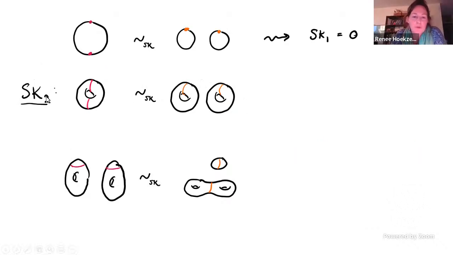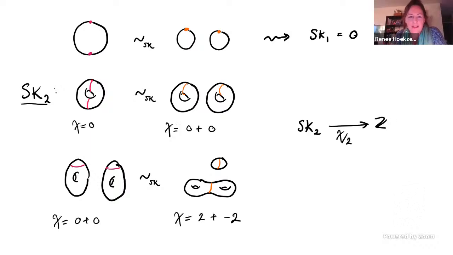So going back to these examples in dimension 2, I can get a torus and glue 2 tori, or I can get this 2-hole torus and glue a sphere and 2 tori. And this is just the equation: the Euler characteristic is 0, so I can make more of these things, or the Euler characteristic 0 is the same as 2 minus 2.